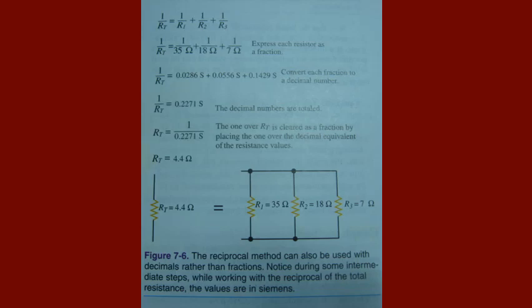Equal resistances method. When a parallel circuit consists of two or more resistors of equal value, the total resistance is equal to the value of any resistor divided by the total number of equal resistors in that parallel circuit. The formula is shown on the screen, where N is equal to the total number of resistances.